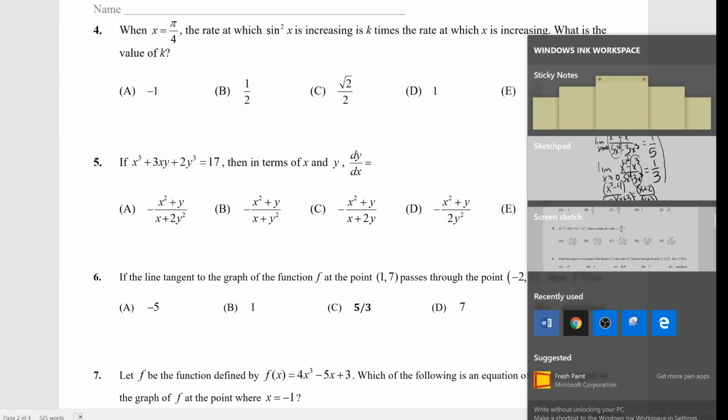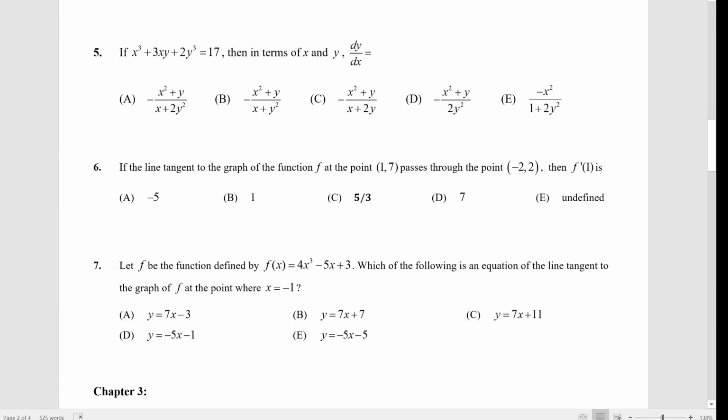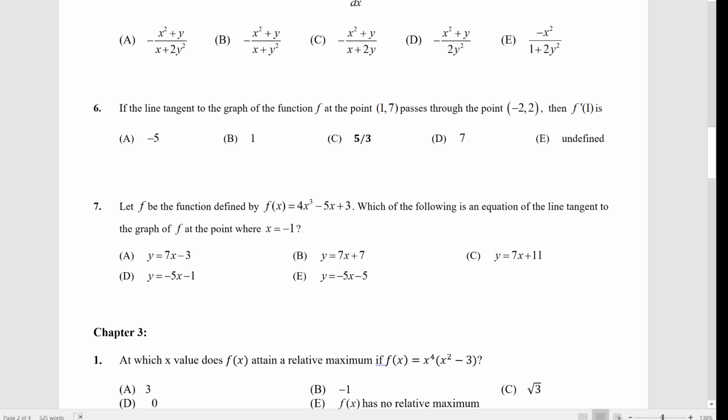I'm not going to do 6, even though it was requested, because all you do is find the slope. If you're finding the slope of the line tangent, you're finding the slope. So you just do y2 minus y1 over x2 minus x1. And that's how I got 5/3.